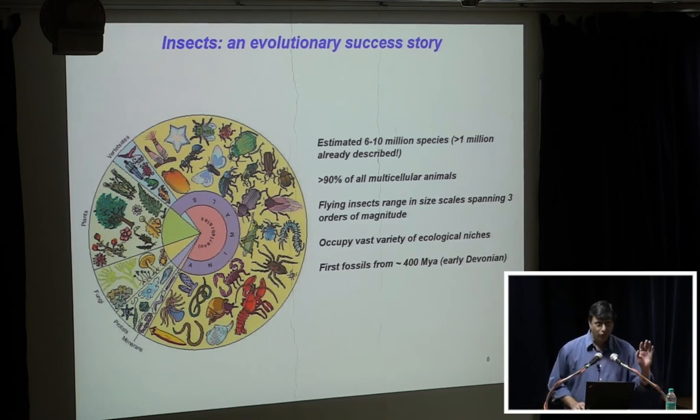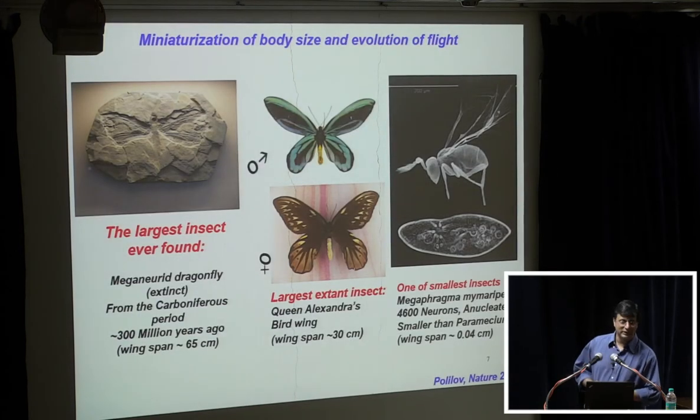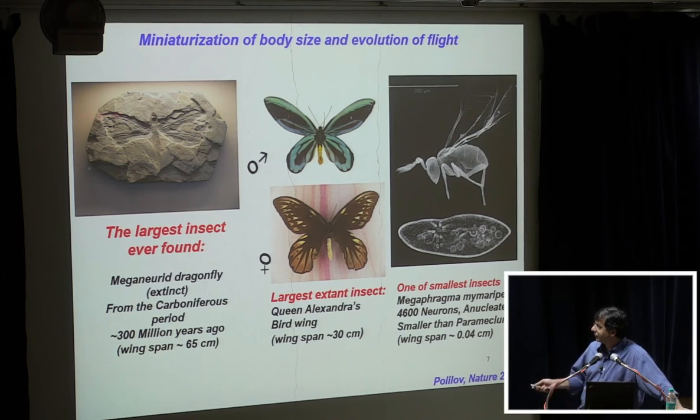So if we focus now on the size scale issue, there are some very interesting things to think about. The first is this fossil of the largest insect that we know of. This is a dragonfly from the Carboniferous period, about 300 million years ago, which had a wingspan, the distance between this and that, of about 65 centimeters. That is a scary insect. But this is extinct now.